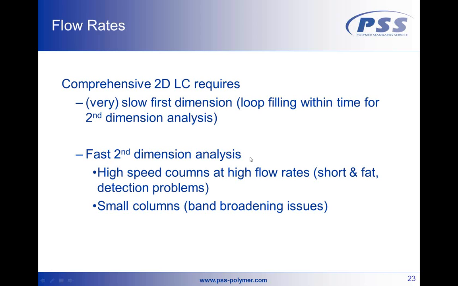And here you have two options. If you would like to have a fast size exclusion chromatography in the second dimension, you can either use very high flow rates, and then you use typically short and very fat columns. But that means you have to have detection devices which can withstand these high flow rates. We use in these cases usually evaporative light scattering detection. Another way to speed up the second dimension analysis time is to use small columns. However, if you use small columns, you have a small pore volume and a small separation space, then band broadening issues become more important, and you have to think about that.